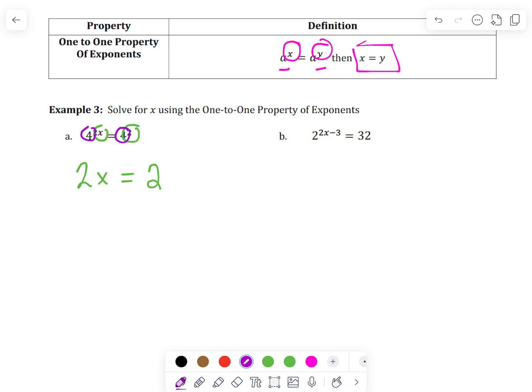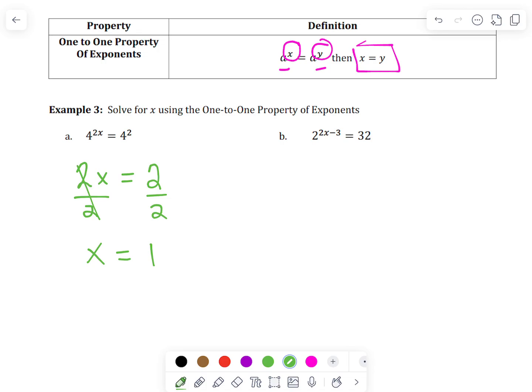And now we just solve it like we do a linear equation. We solve by undoing. We use our inverse operations. So we're going to divide both sides by 2. And then we reduce. 2 divided by 2 is 1. So again, what does x equal in that equation? It's 1.